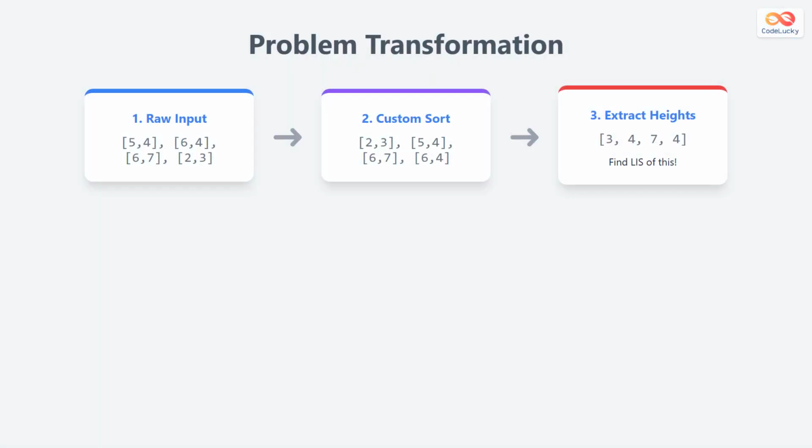Let's see how this transformation works. We take our raw input and apply our custom sort. Notice how the envelope 6-7 comes before 6-4. Now, we extract just the heights. We get a list 3, 4, 7, 4. The problem has now changed from a complicated 2D nesting problem to a standard 1D longest increasing subsequence problem on this height array.